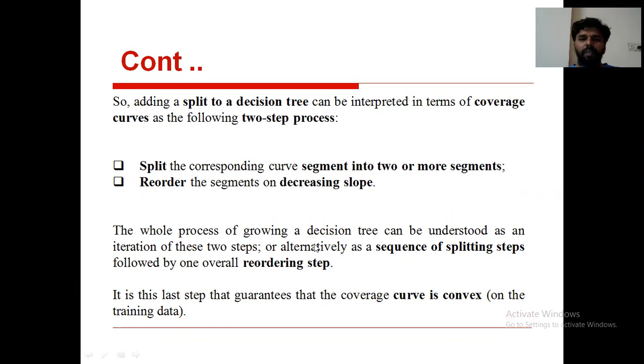And see, what are the steps we need to execute repeatedly? The sequence of splitting steps we need to perform, and we need to perform the reordering step also. These are very important steps to construct a decision tree. How to construct a decision tree? Whenever you get this question, you need to answer like this.